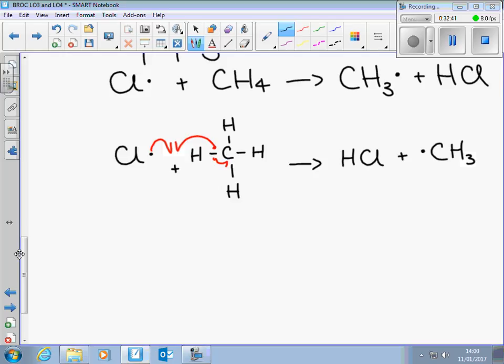The other thing that happens in the propagation process is that you've still got chlorine molecules lurking around. They didn't all just get split into free radicals. But because we've now created some rather reactive methyl radicals, these CH3s, and I'll do it the simple way first.